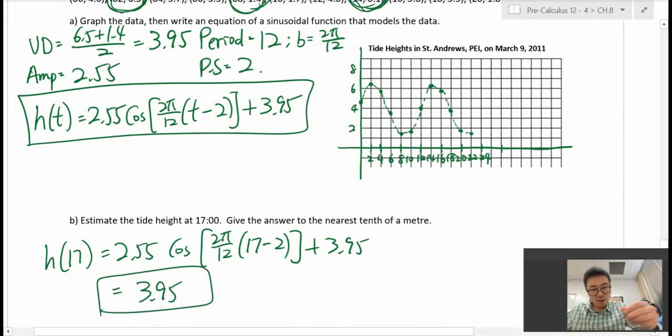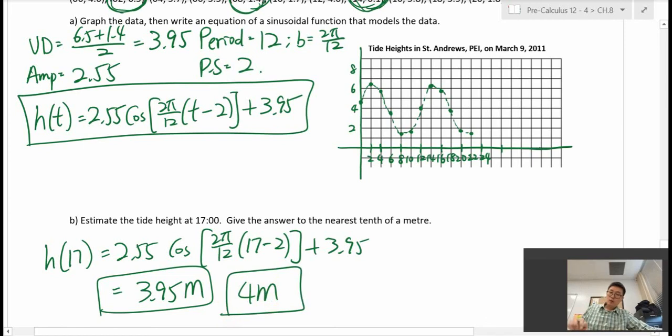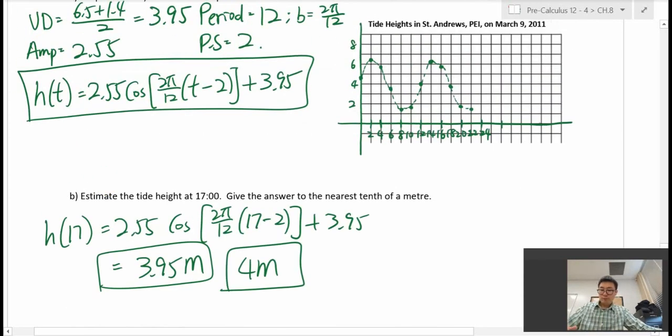So that's based on the model, right? But if you look at this, yeah, it could be, I suppose. Could be somewhere here. I think that's a pretty good estimation, 3.95 meters. Round to the nearest tenth, so I guess 4 meters then. Okay, so yeah, that's it.